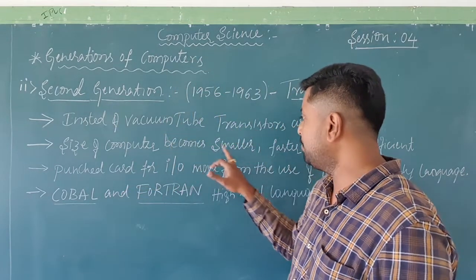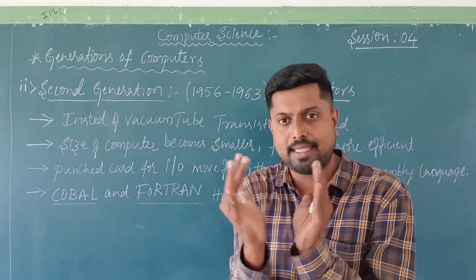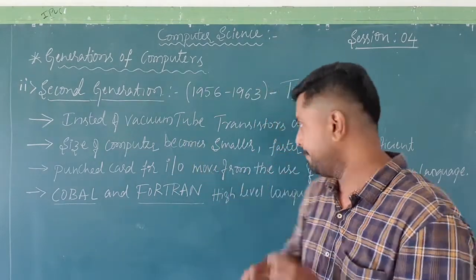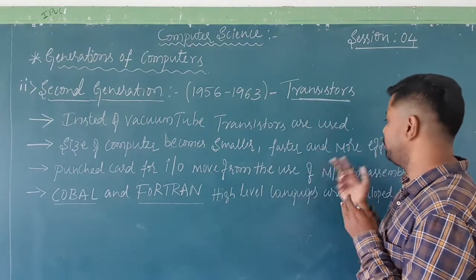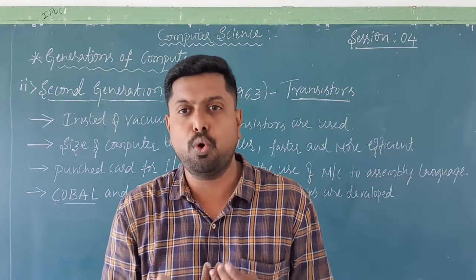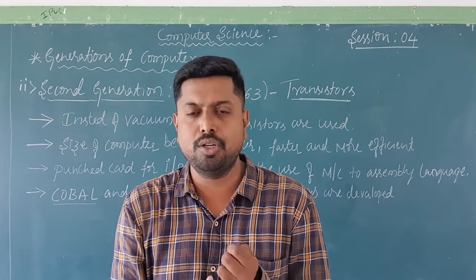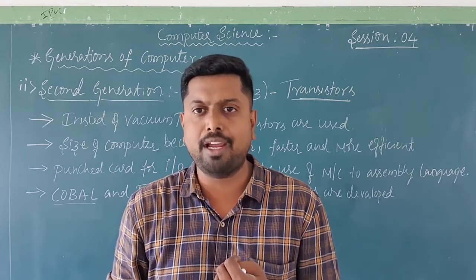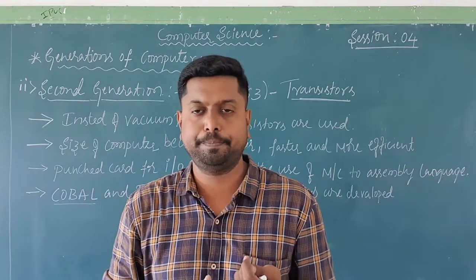The size of the computer becomes smaller compared to vacuum tubes. Transistor-based computers are smaller and faster. They work faster than vacuum tubes, and are more efficient and more reliable also. So these are the second generation properties: size is reduced, they work much faster than vacuum tubes, and they are more efficient and reliable in nature.